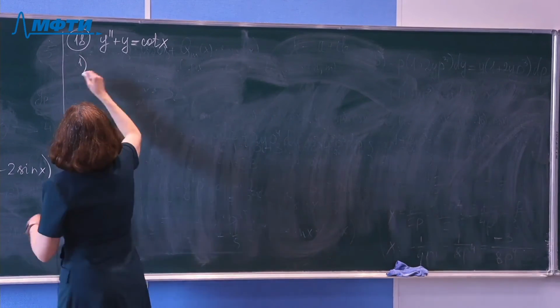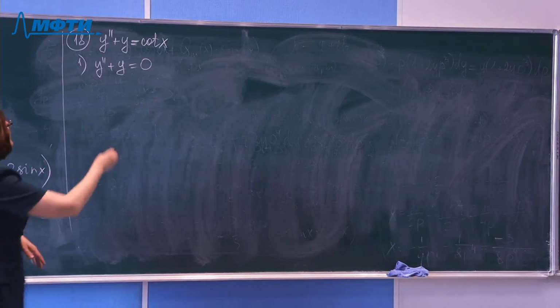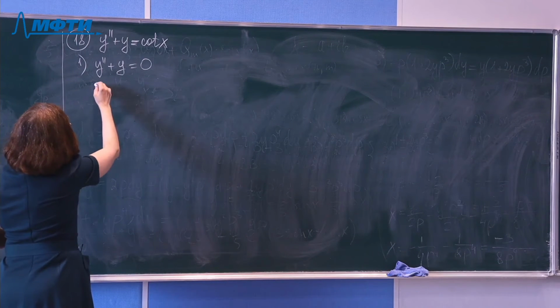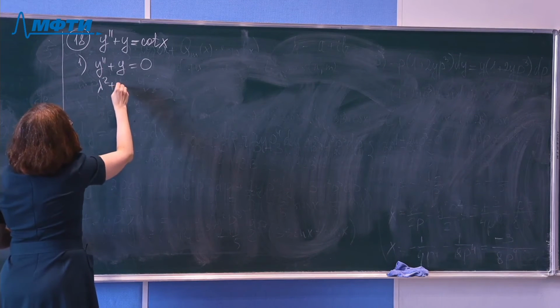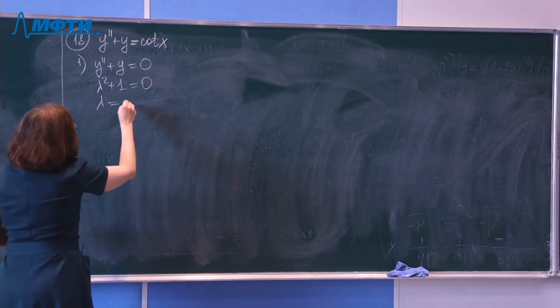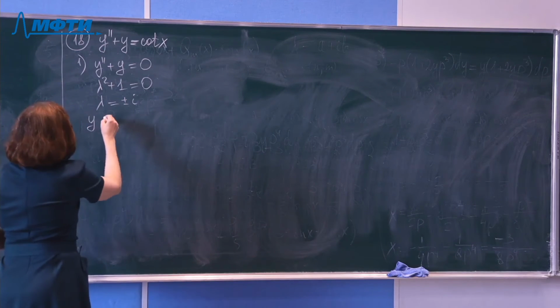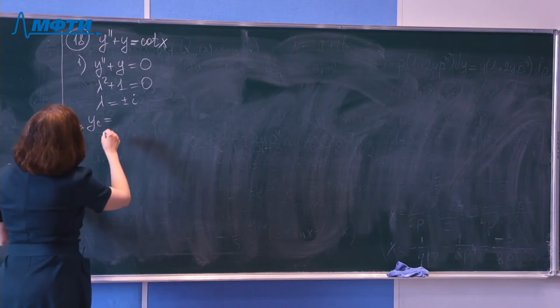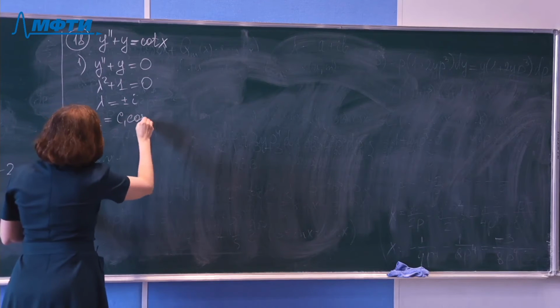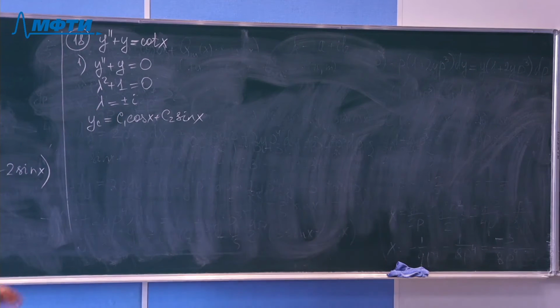So the idea is, first we need to solve the homogeneous equation with constant coefficients. The characteristic equation is lambda squared plus 1 equals 0. And so lambda equals plus or minus i. And then yc has the following form. It is c1 cos x plus c2 sin x. Right, so this is the first step. This is the simplest part.